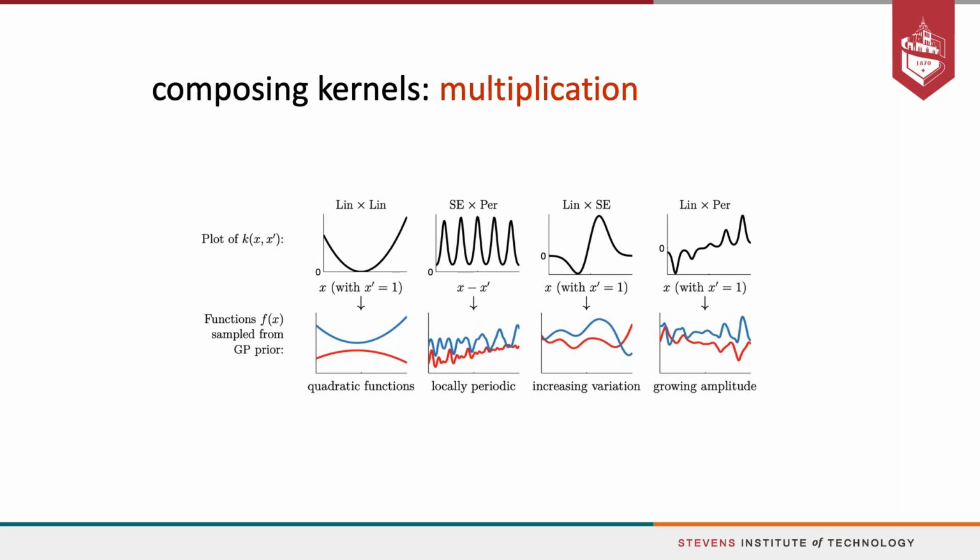Similarly, you can compose them by multiplication. So the simplest case is composing a linear kernel with a linear kernel by multiplication, which gets you a polynomial kernel. But you can do other things like compose a squared exponential kernel with a periodic kernel to get periodic behavior where the mean is drifting over time.